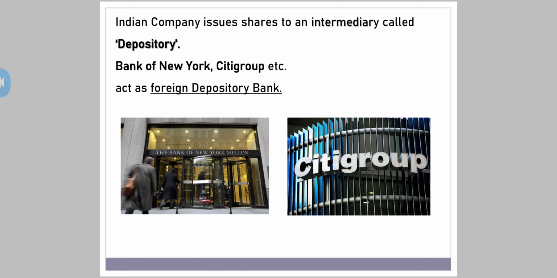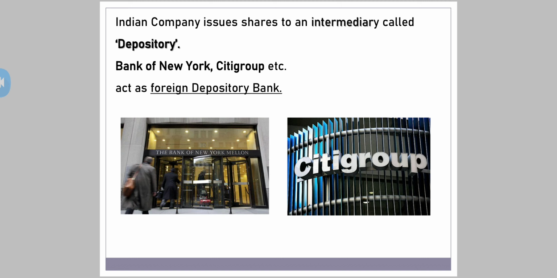Okay, that middleman is none but the depository. Now, Bank of New York and Citigroup are examples of foreign depository banks. If you are going to trade in ADR or GDR, it's very important for you to go through these depository banks. So the example is given: Bank of New York and Citigroup. These are the two banks that deal with ADR and GDR.